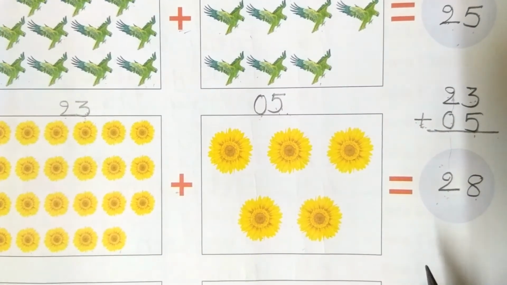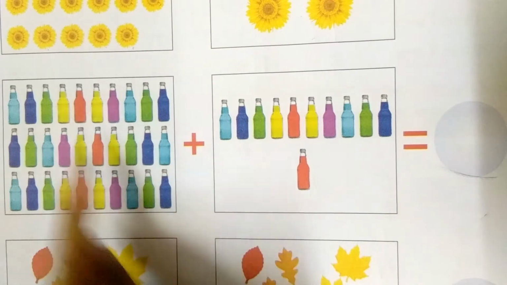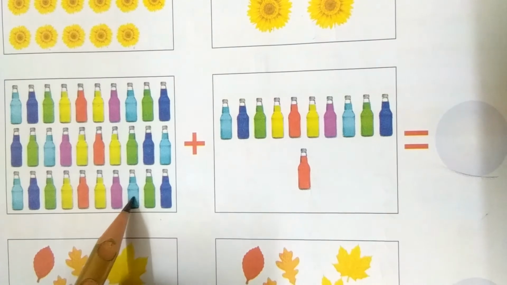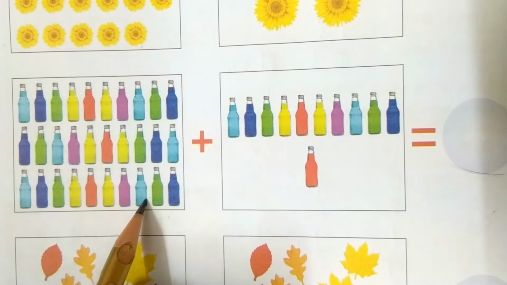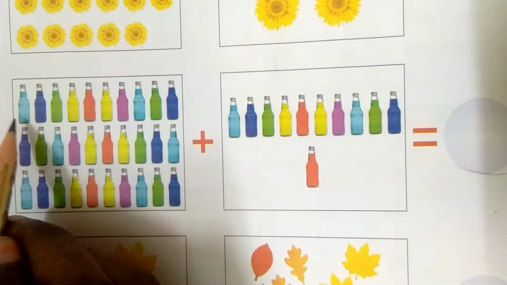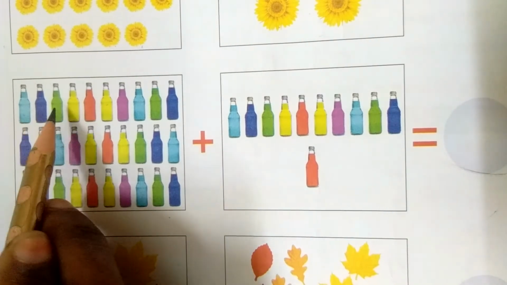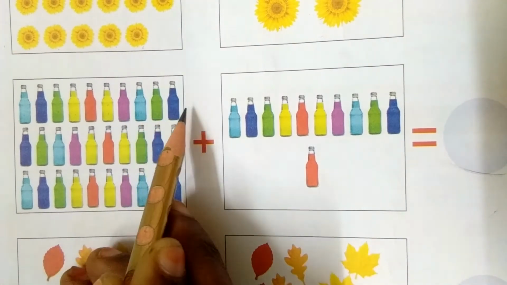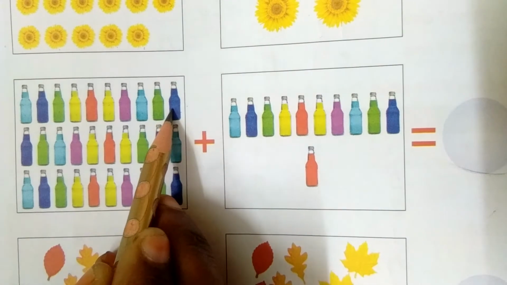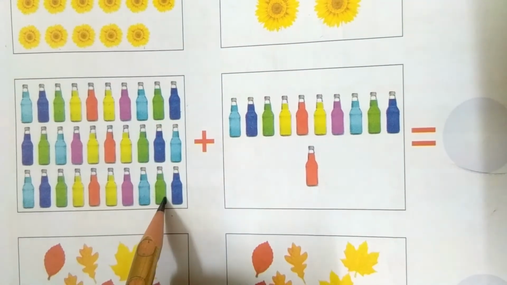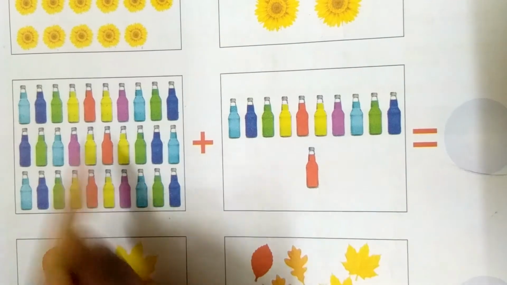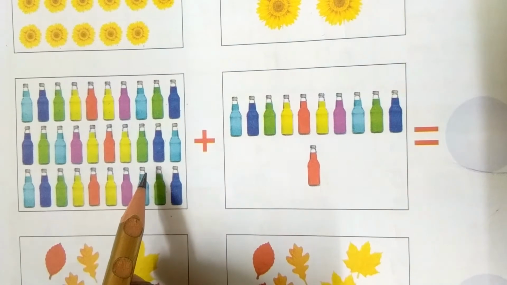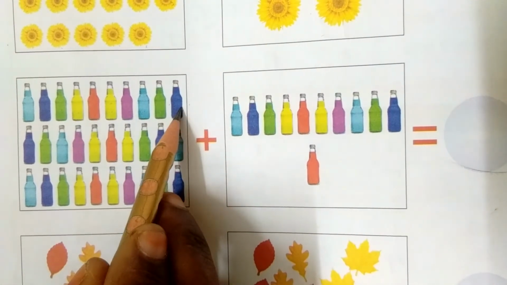Come to the third line. See, children, what are these? These are bottles. How many bottles are there, ma, in first box? Count and say. Are you following? Okay, children, very good. 1, 2, 3, 4, 5, 6, 7, 8, 9, 10. In each line, 10 bottles are there. How many lines are there? There are 3 lines. So, 3 tens are how much, children? 3 tens are 30.